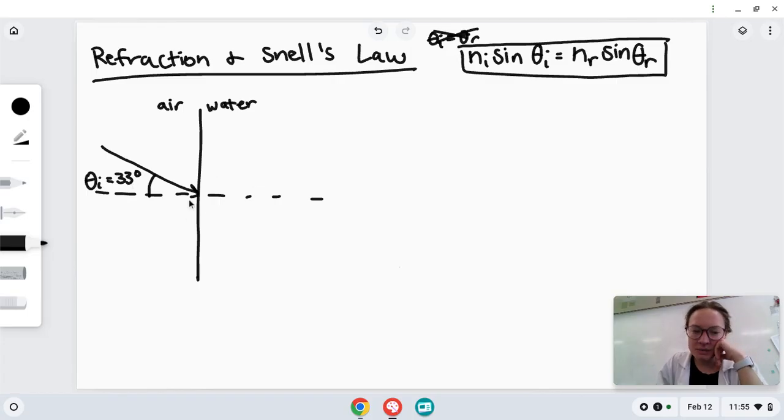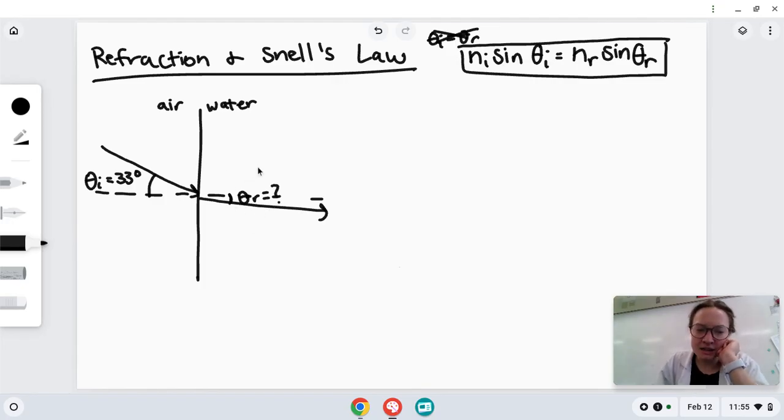Now, here's the question. Which way is it going to bend when it gets into the water? You say I'm going from a less dense material to a more dense material, so I'm going to bend towards the normal line, or you could just do it by using your little pen trick. And this is the angle. Let's try and find it. This is going to be my angle of refraction here, once again defined from the normal.